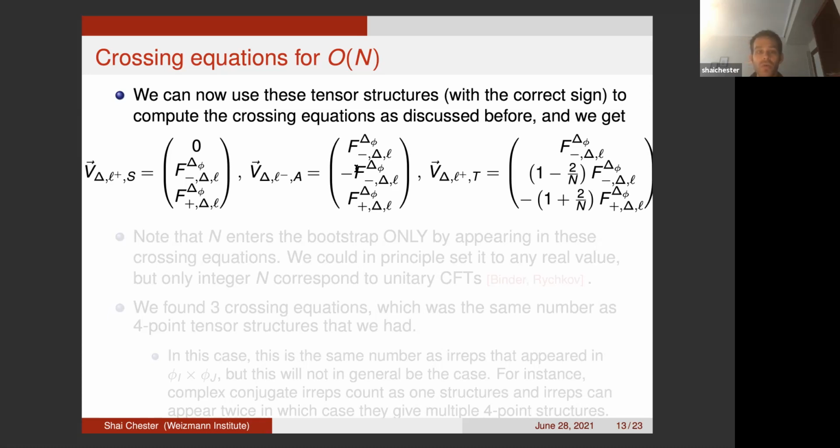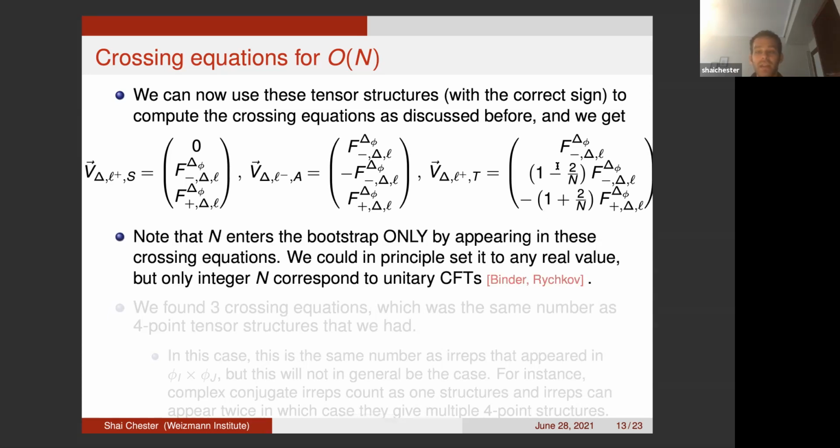So the first thing you should note is that in these tensor structures, n is appearing explicitly in the crossing equation. And I should note that, in fact, this is the only place where n will appear. And so that means the only way you can tell the bootstrap that you're looking at, say, the O10 model instead of the O11 model is by putting in either 10 or 11 into this crossing equation. So there's no other part of the bootstrap where you put in the value of n.